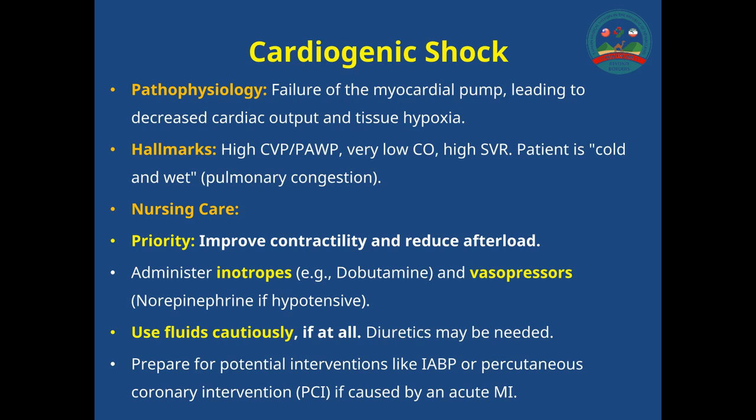For nursing care, the main priority is to improve contractility and reduce afterload. We give inotropes, such as dobutamine, and vasopressors like norepinephrine if the patient is hypotensive. Fluids must be used very cautiously, and sometimes diuretics are needed to remove excess fluid. Finally, prepare the patient for potential interventions such as IABP or PCI if the cause is acute myocardial infarction.